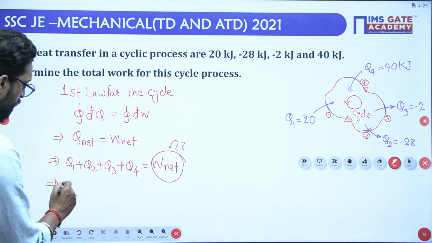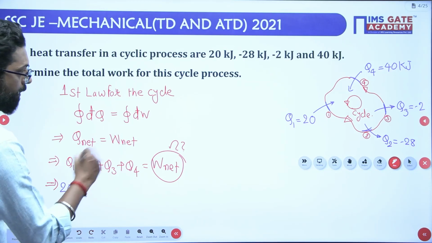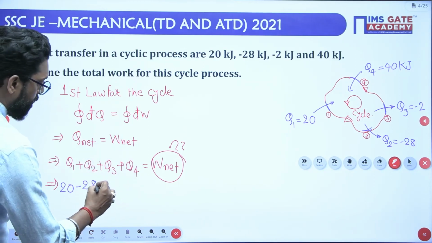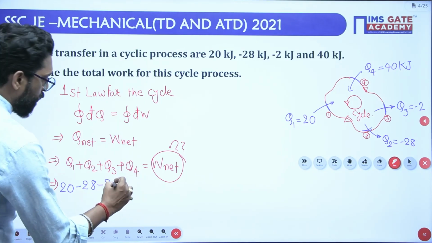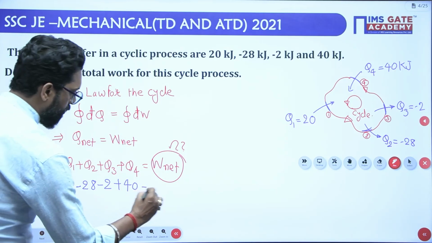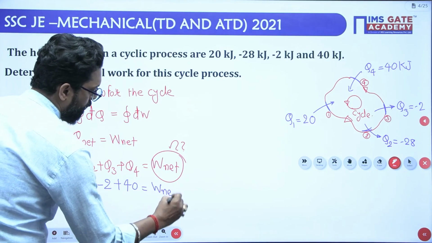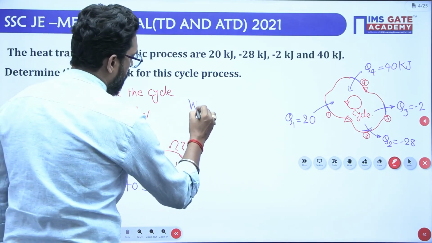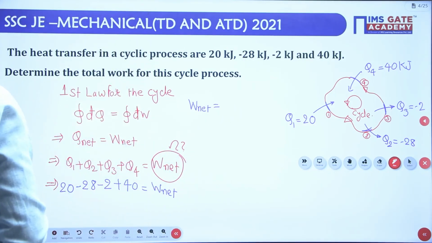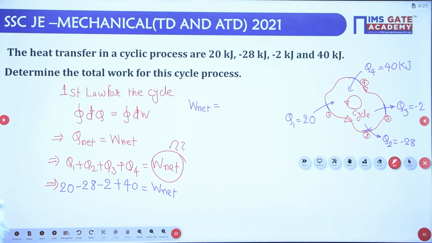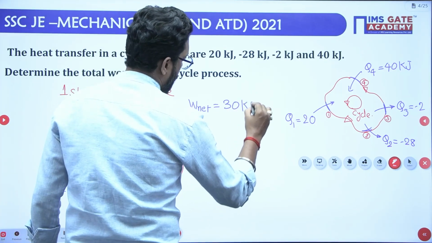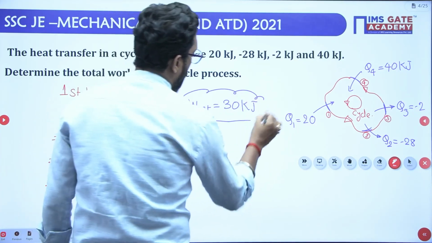Q1 is positive 20, Q2 is negative 28, Q3 is negative 2, Q4 is positive 40. If you solve this, this W net is approximately 30 kilojoule. So W net is your 30.